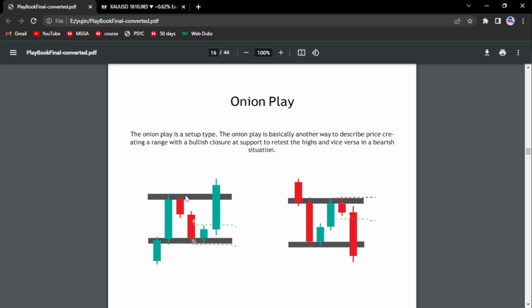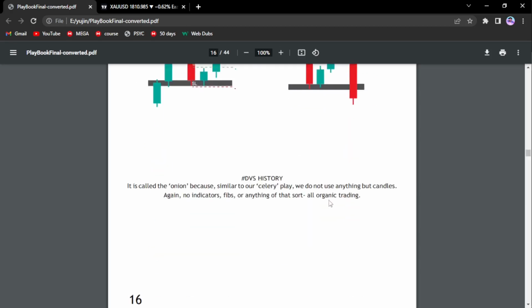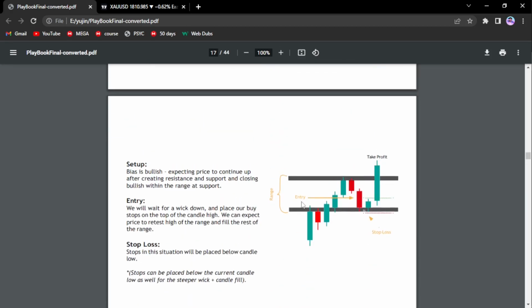So price made a high, pulls back, forms support in a bullish market, enter as the current candle breaks the previous candle's high. So this is the same. So let's break this down. This is how it is.